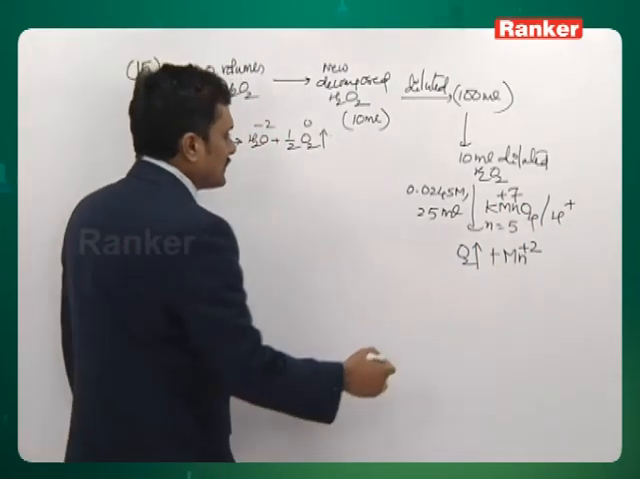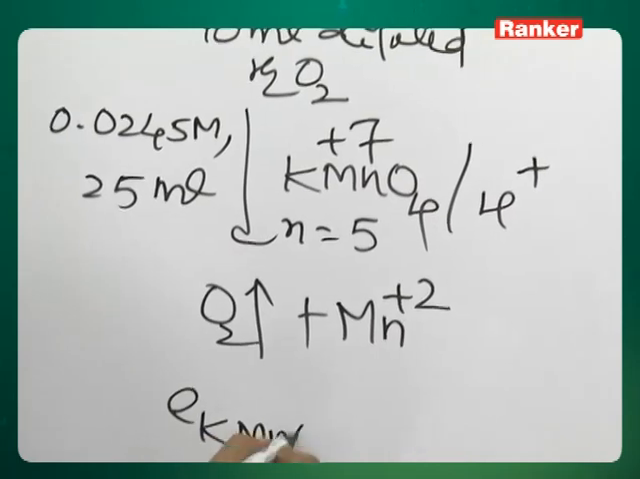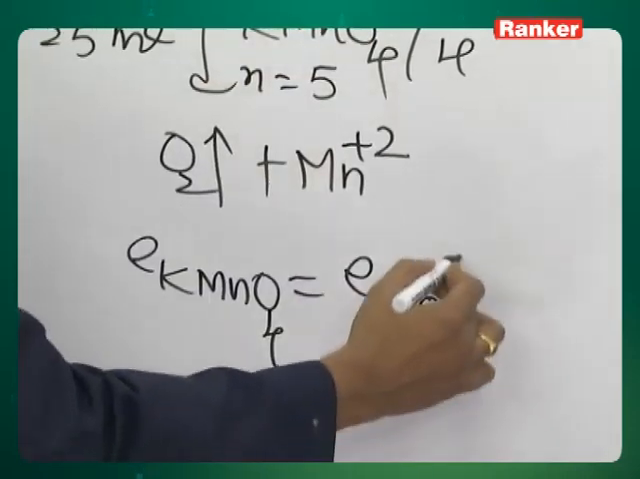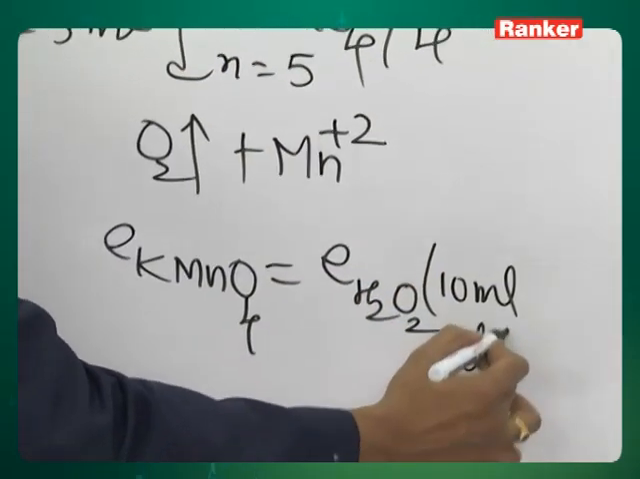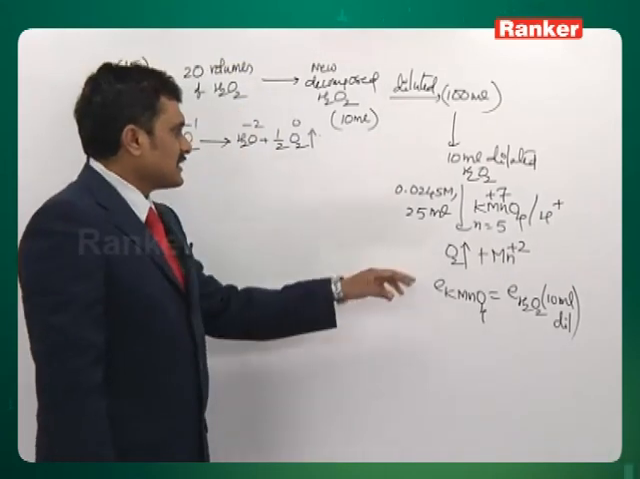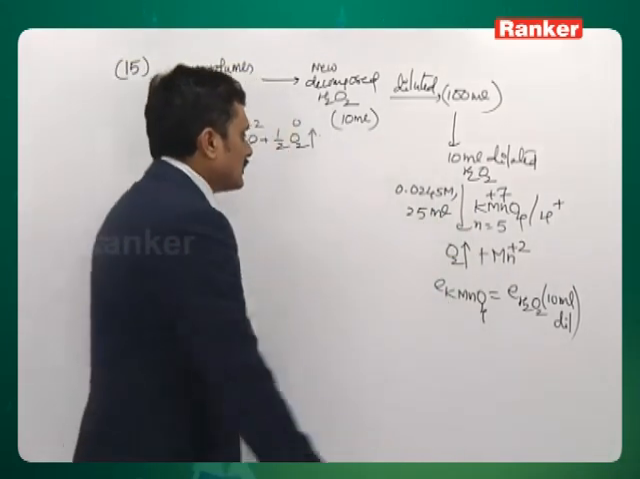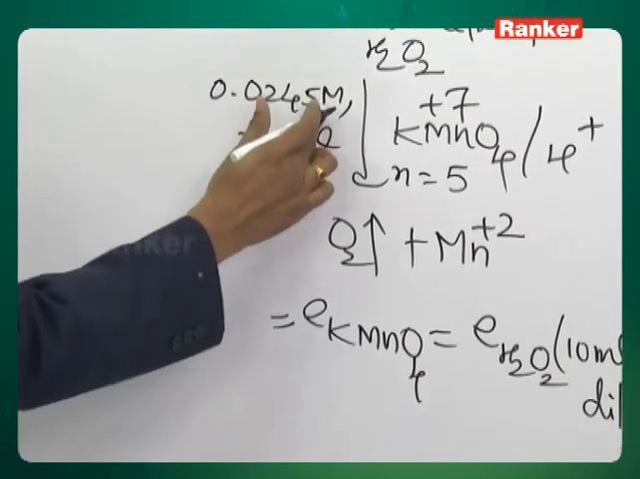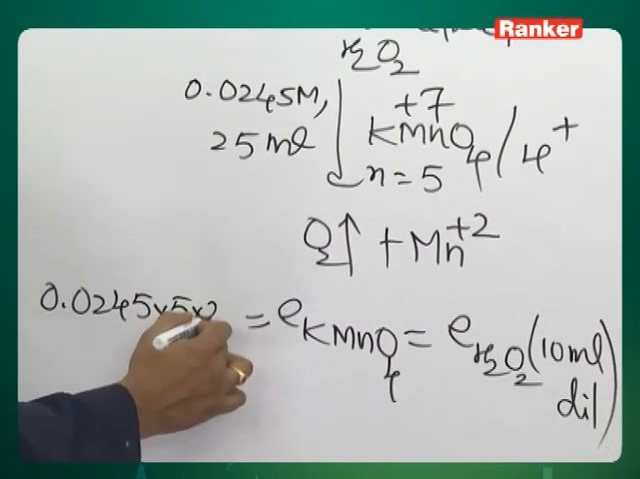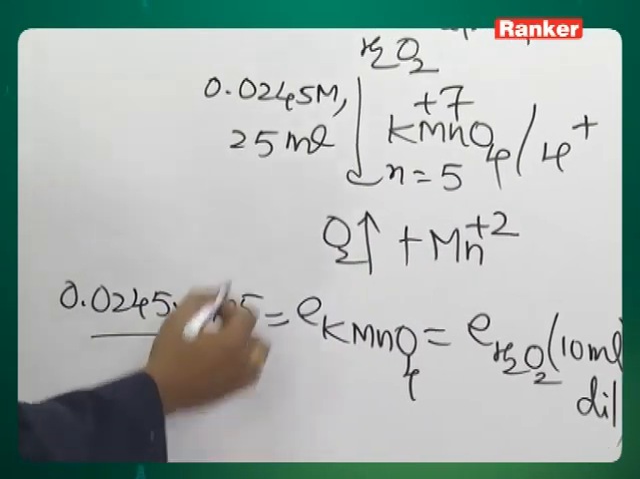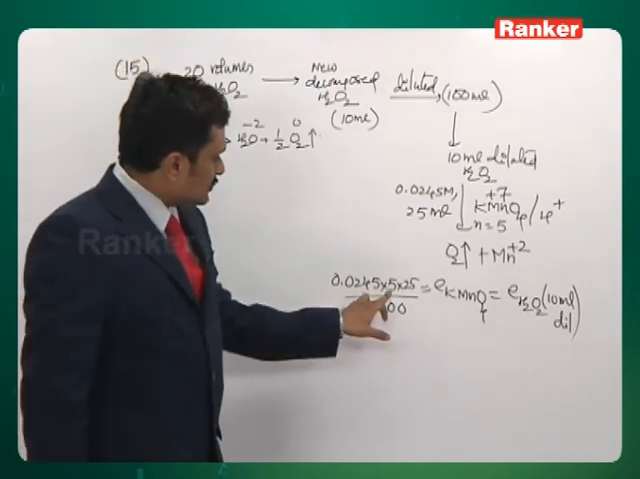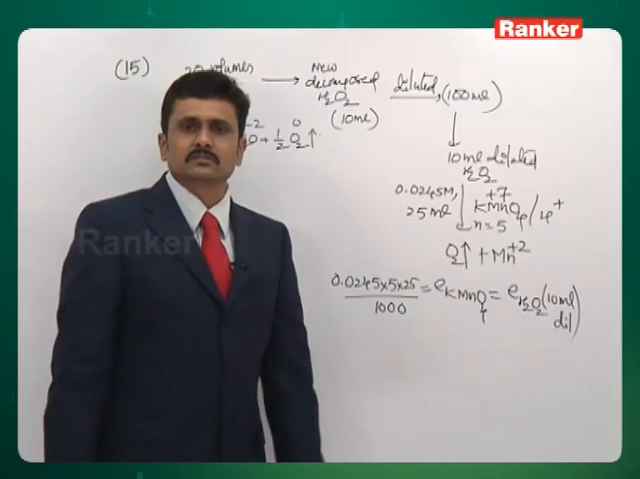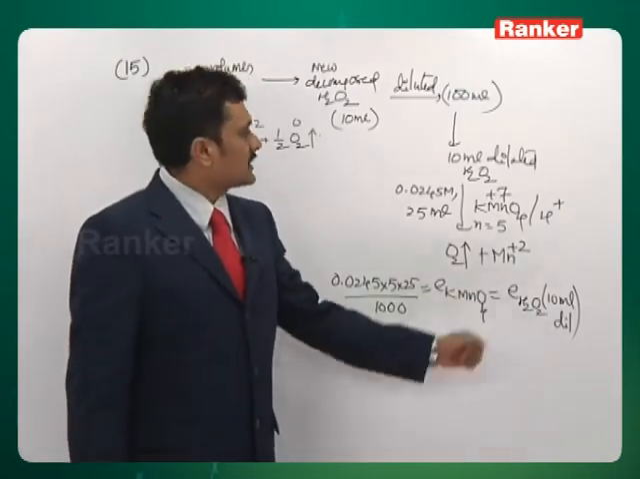Now you will be writing the gram equivalents of KMnO4 in acidic medium that have reacted with the H2O2 in 10 ml diluted solution. The gram equivalents of any two substances reacting are equal. The gram equivalents of KMnO4 as per this data is molarity multiplied by the N factor, which gives the normality, into 25 divided by 1000. That is normality, molarity into N factor, into volume in liters. With volume in liters, we get the equivalents of KMnO4 which has reacted with the equivalents of H2O2 in the dilute phase.